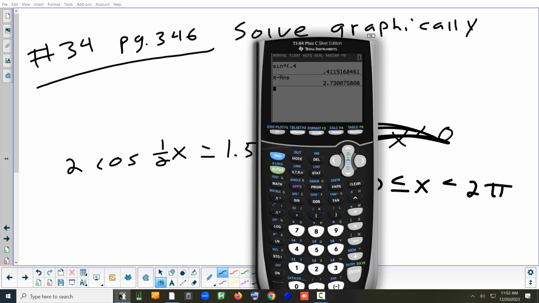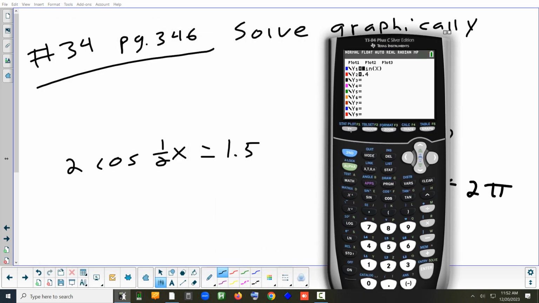Okay, what's going to go in y1 this time? Yep, you put in the equation on the left. If you want to avoid the fraction, you can just do 2 cosine 0.5x. What goes on the right? 1.5. Now, I thought the graph of cosine never went above 1. So is it ever even going to hit 1.5? It's a stretch. So it's stretching it by a factor of 2. So yes, it will hit 1.5.